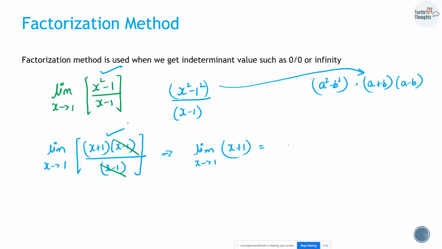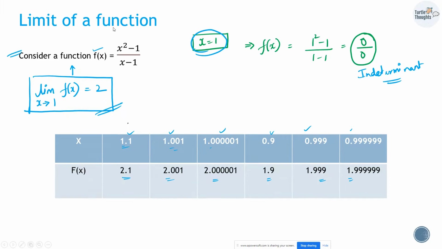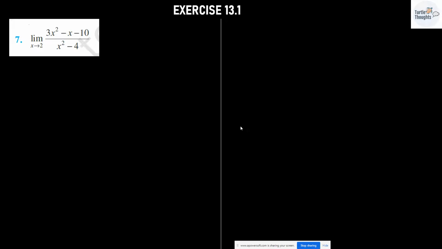Now, if I apply the limit, it is going to be 1 plus 1. The answer is going to be equal to 2. Is this the same thing which we have got from the table? Whenever we are taking the value of x nearing 1, the value of f of x will be nearing 2. This will be your factorization method. Let me take a few questions from the exercise based on the same method.